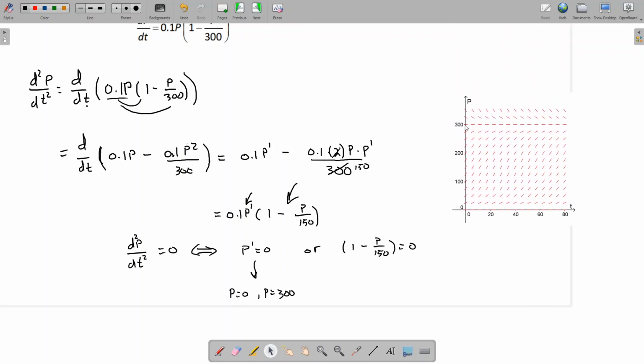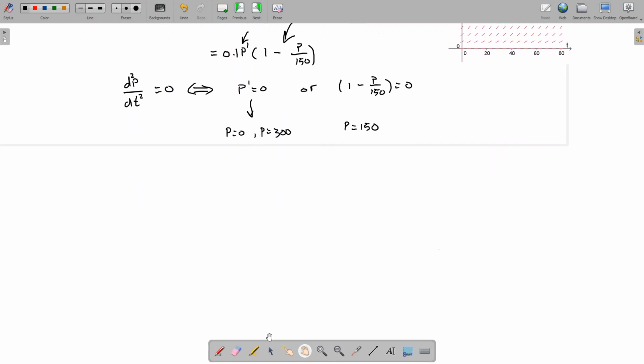When the population is 300, the derivative was 0, and when the population is 0, the slopes of the tangents are 0. So that's where we're getting that. And then for this term here, if you solve that, you can see easily that that will be 0 when population is 150. So these are, you could say, the critical numbers for the second derivative. So let's turn that into a sign chart.